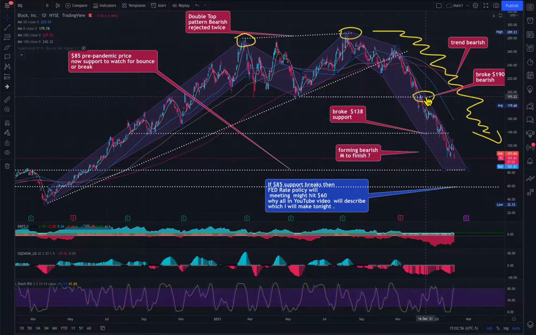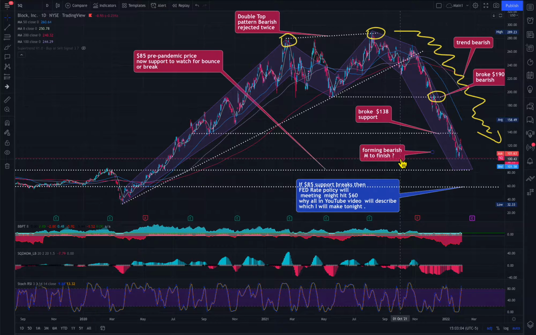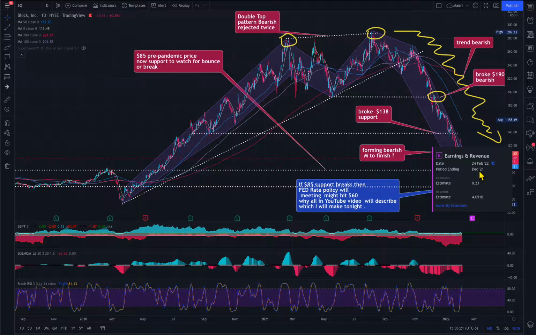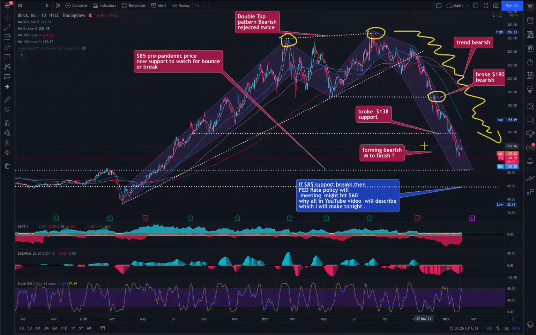So you see, this support broke. Now the second support at 138 broke, and that is forming a bearish sign. And my projection for the next stop is right here, before the pandemic price, which is $83. Now $83, they have the earnings coming on 24th February, which is probably 3 weeks from now. So $83, $85 is the price target for the next stop.